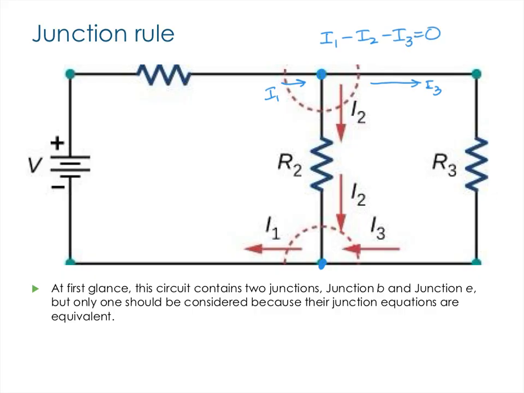And now if I go down here, I get I2 plus I3 minus I1 equals 0. These are actually the same thing. If I put the negatives over to the other side, this becomes I1 equals I2 plus I3. And this one does as well.